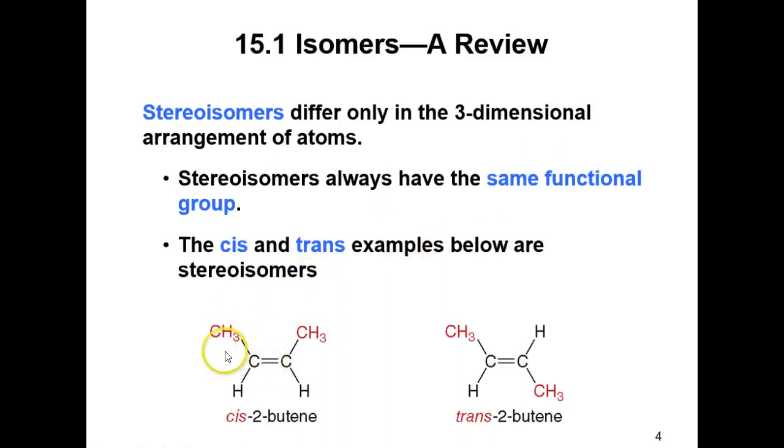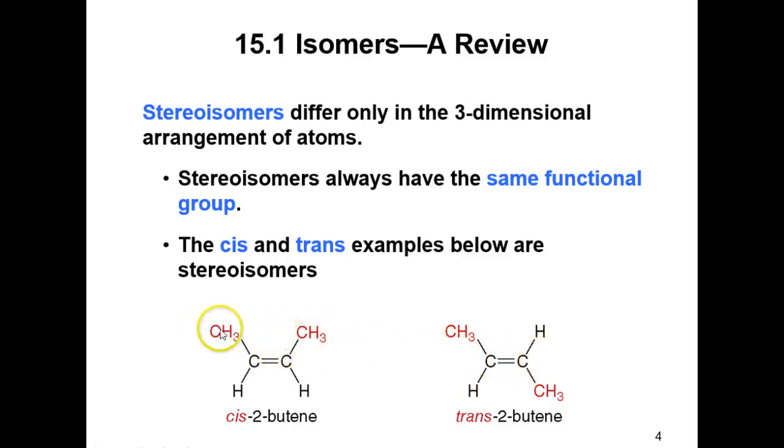So if you look, here's a compound. You have 1, 2, 3, 4 carbons in a row. Okay, so it's a butene, and you have a double bond on the second carbon. So this is 2-butene. Look at this compound, same thing. It's a butene with a double bond on the second one. This is also 2-butene. However, in 3 dimensions, they are not the same.